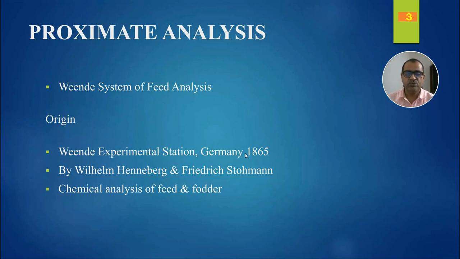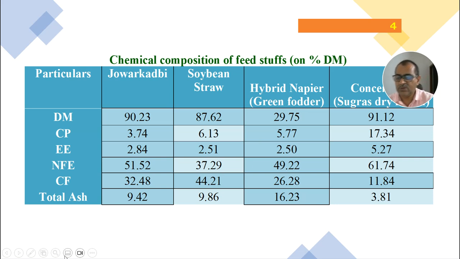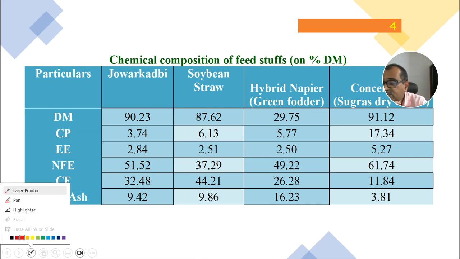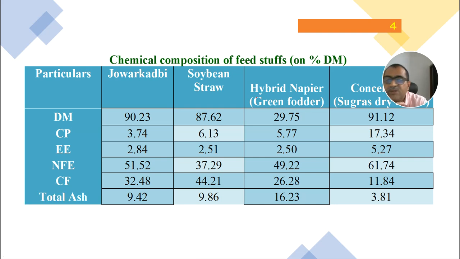Coming to the next thing, here you can see that various points are there. There is the chemical composition of feedstuffs on percent dry matter basis. Always it is expressed in terms of percent dry matter basis. How much of a component is present is related to how much quantity of the dry matter. That is how it is based. So all these things we will see: what is crude protein, EE, NFE, then CF, etc.